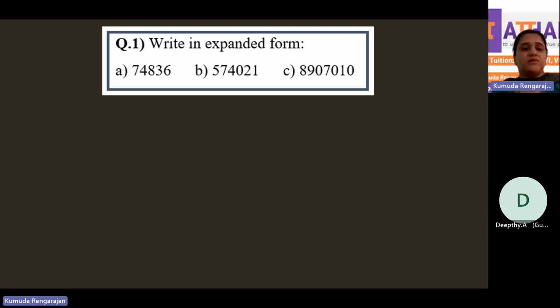Please answer the third one here. Don't answer A and B, answer C in this one. Write an expanded form. Take down the C question, write in the expanded form, only the C.